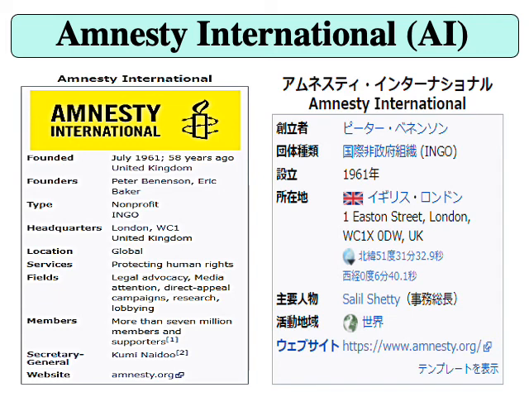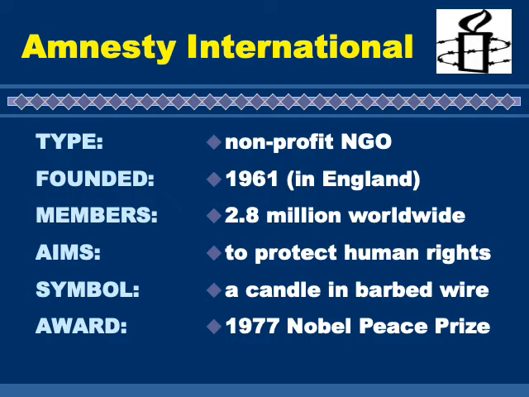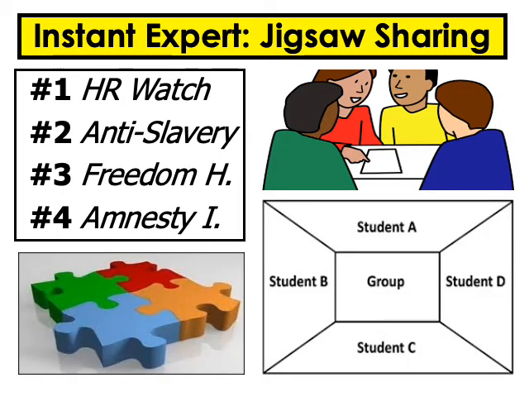And finally, Amnesty International. Amnesty International is maybe the most famous organization, founded in 1961, Nobel Peace Prize 1977, its famous logo, a candle of hope inside barbed wire. So again, this is a chance to do some jigsaw sharing. Student 1, here's your paper, Human Rights Watch, study, get ready to explain. Student 2, Anti-Slavery. 3, Freedom House. 4, Amnesty International. Sharing, jigsaw, puzzle style, good learning, and students become experts on their organization.